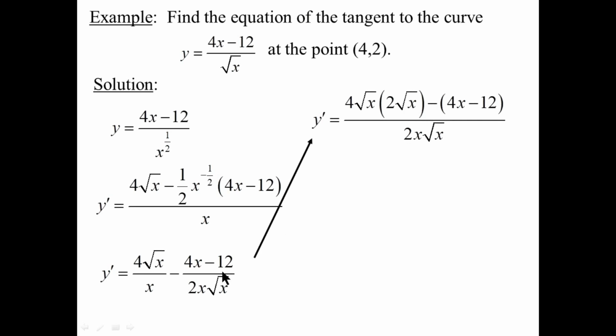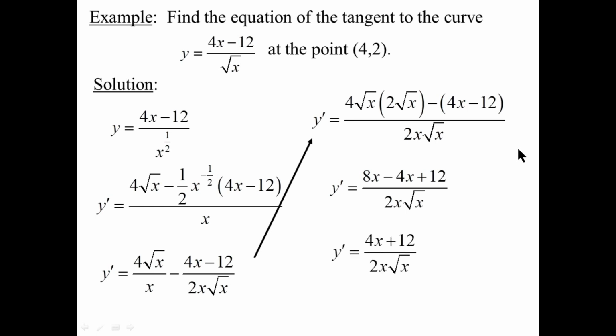A possible next move might be to perform the operation of subtraction of fractions with a common denominator. And that will be 2x root x. And ask ourselves, what did I multiply x by to get this? 2 root x. So I have to multiply 4 root x times 2 root x, which will be 8x. Subtract the 4x, subtract the negative 12, and follow the algebra. Pause the video if you need to. Follow the algebra. We have our derivative.